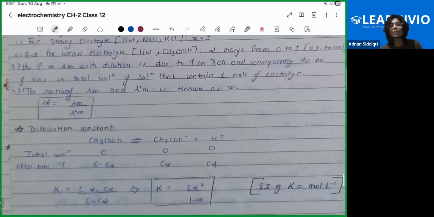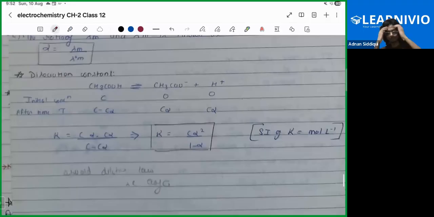The fourth one, which is a formula. The ratio of your molar conductance and your limiting molar conductance is also known as your degree of dissociation. If you know your molar conductance and if you know your limiting molar conductance and you divide them both, then you can also find what? Your degree of dissociation with the help of this formula. Now dissociation constant.